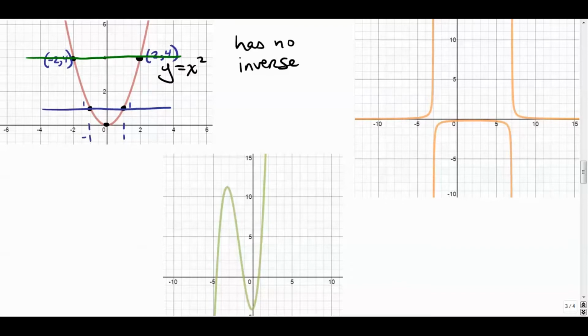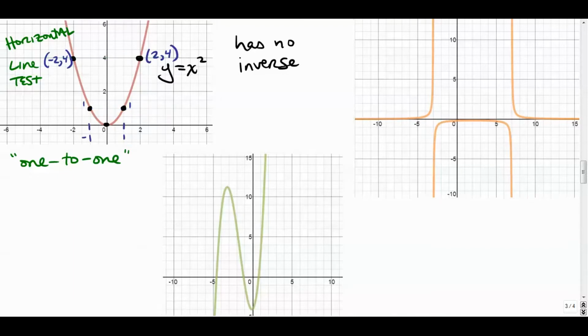Now you've probably used the vertical line test to test functions. This is certainly a function, but the horizontal line test tests something that we call a function being 1-to-1. If it fails the horizontal line test, it's not one-to-one. If it passes the horizontal line test, which is to say the horizontal line only hits the graph once, then it is one-to-one. Functions must be one-to-one in order for their inverses to be a function. So technically this graph has an inverse, but its inverse isn't a function.